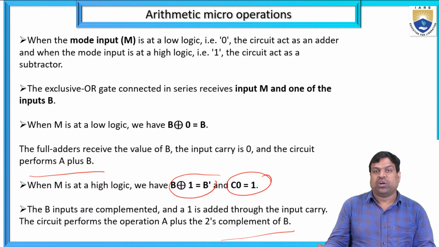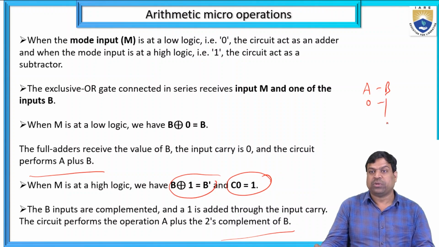So it has a mode input M, and B plus 0 equal to B, and an exclusive OR gate has input M, and one of the inputs is B. B plus 1 equal to B bar, C naught equal to 1. When I apply the 2's complement to B, but why? Because I am taking A minus B, means 0 minus 1, like this operation.